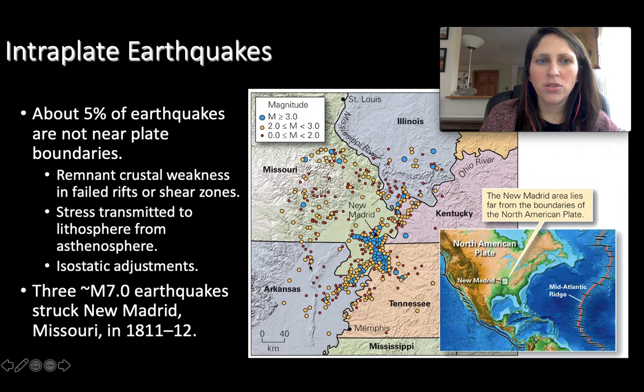Okay, so we also have intraplate earthquakes. This is about 5% of the earthquakes, and they are not near plate boundaries. These happen with remnant crustal weakness in failed rift or shear zones.